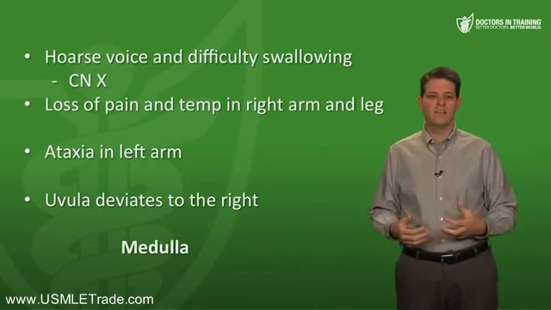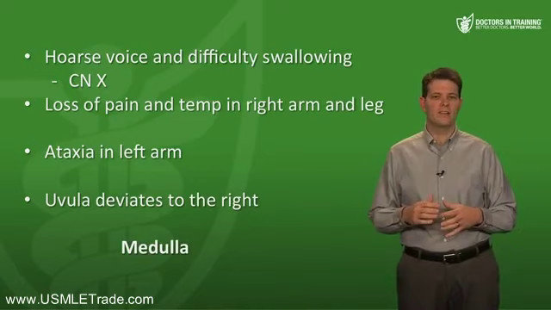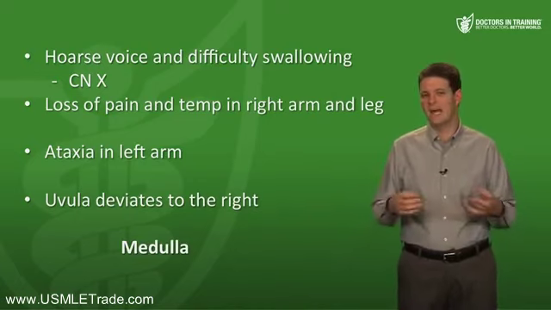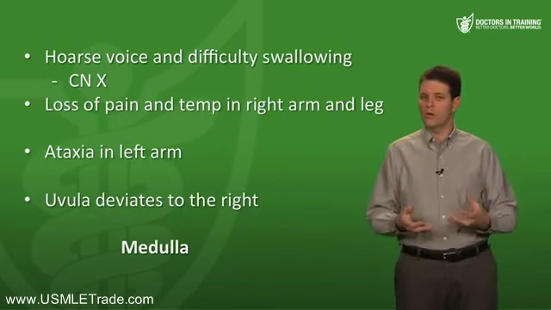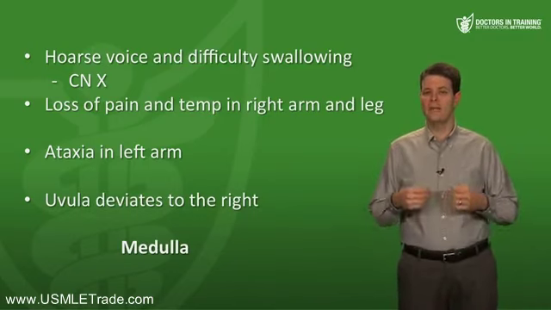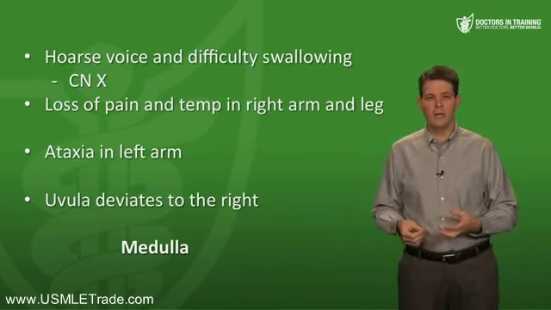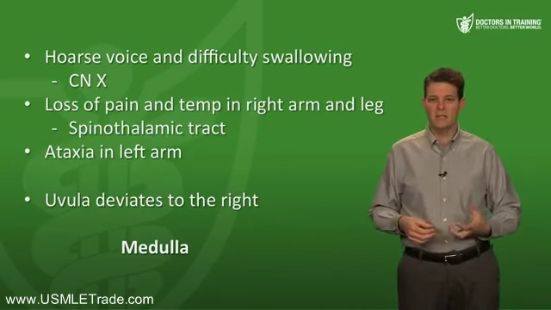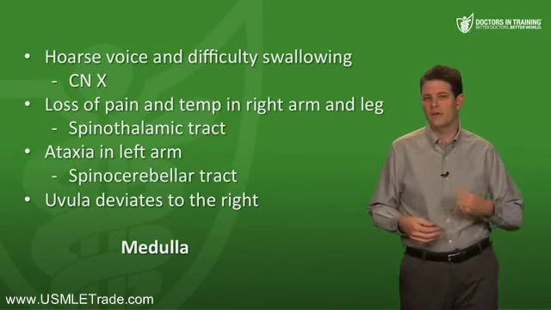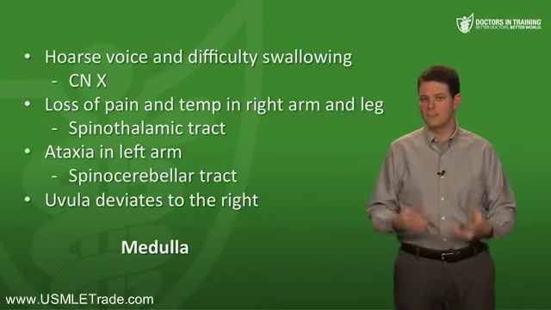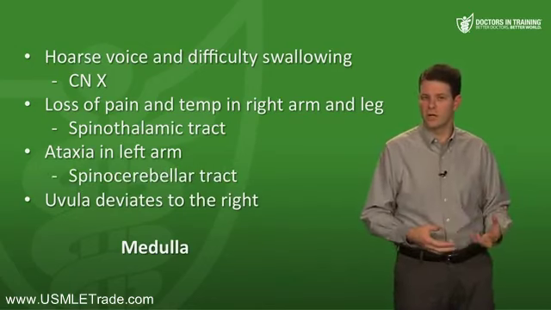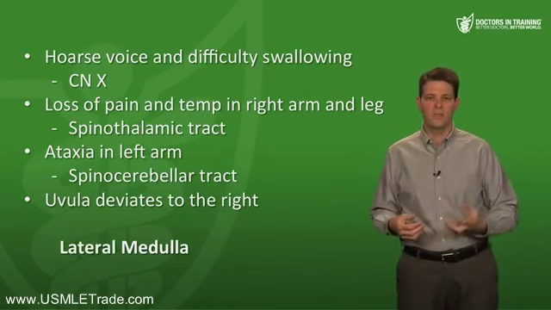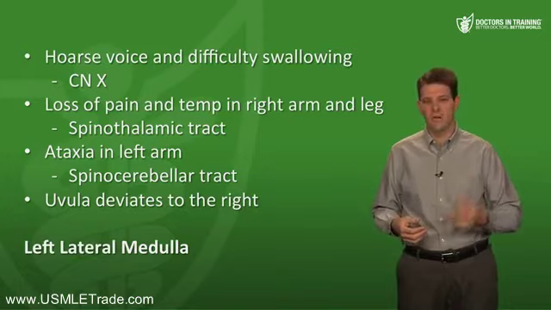Then once we've localized the lesion vertically, we also need to localize the lesion horizontally. That is, is this a medial medulla stroke or a lateral medulla stroke? So that's where our long tracts come in. Loss of pain and temperature sensation in the arm and leg is the spinothalamic tract, right? And ataxia in the other arm is the spinocerebellar tract. Now those are both S structures, or side structures, lateral structures. So that means this is a stroke in the lateral medulla. And more specifically, this must be the left lateral medulla.